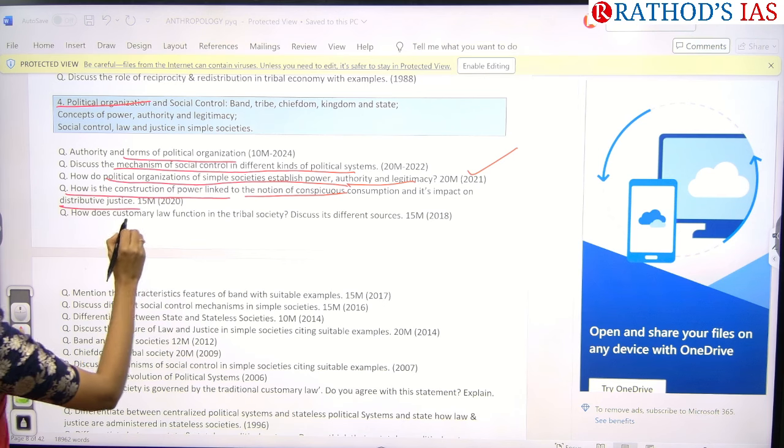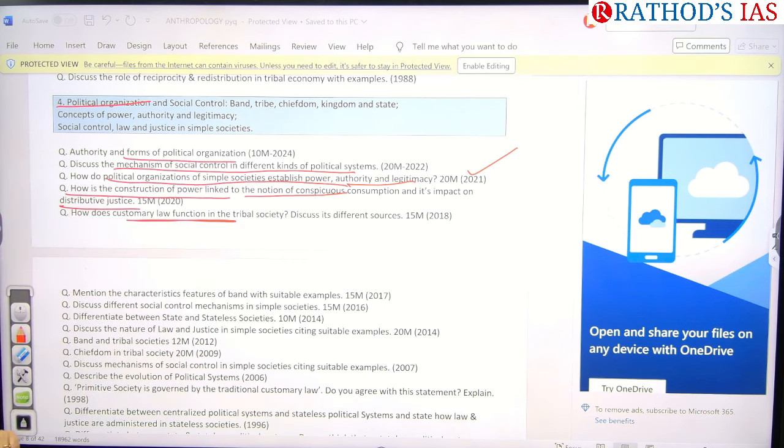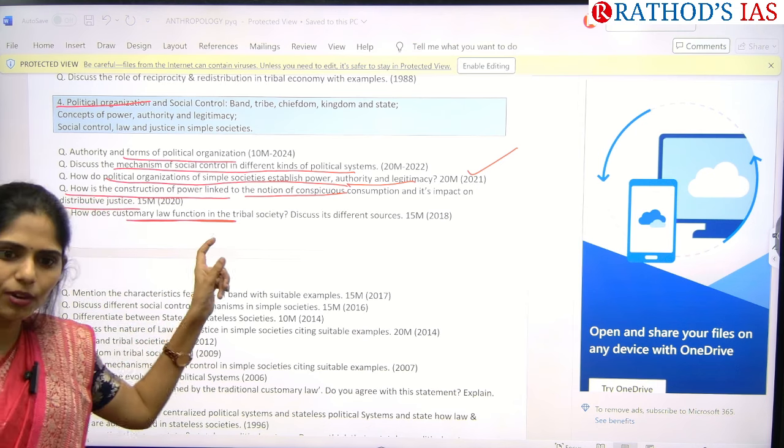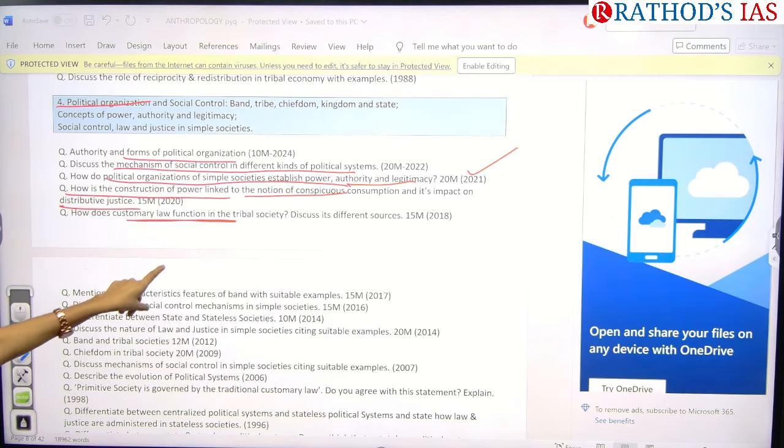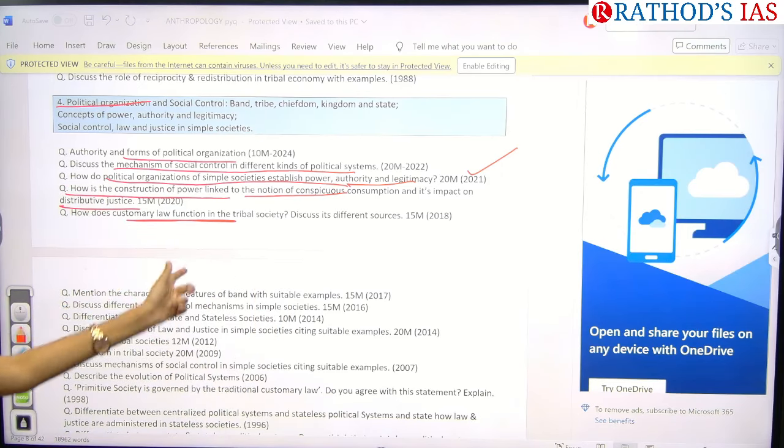And next one is, what about the law function in tribal society? In social control, I said about formal and informal. Formal is nothing but laws. So what are the laws and regulations in the tribal society? And you have to give the examples. We will be discussing in our class.